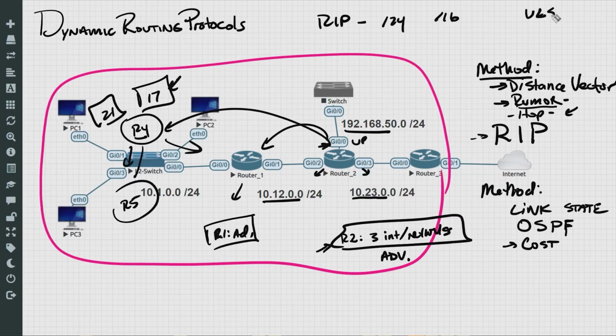And as time marched forward, we started using variable length subnet masks, which basically means that we might need a /22 in one part of our network and a /20 in another part of our network and a /25 in another part of our network, based on how many subnets we need and also how many hosts we need on those subnets, referring back to our subnetting videos.